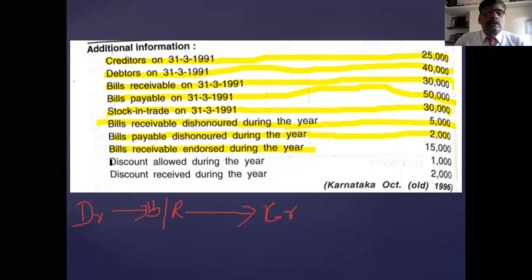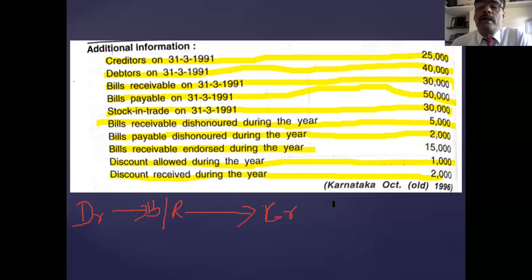Okay. Next, discount allowed comes in the debtor's account credit side. Then discount received comes in the creditor account debit side. You enter the items and find the missing information.